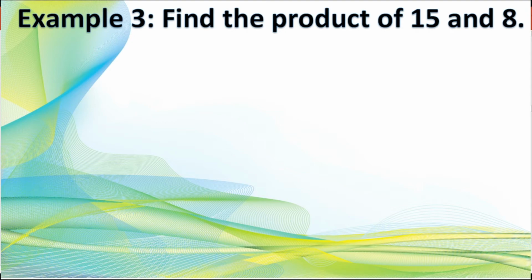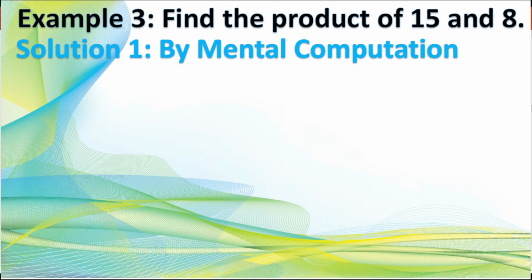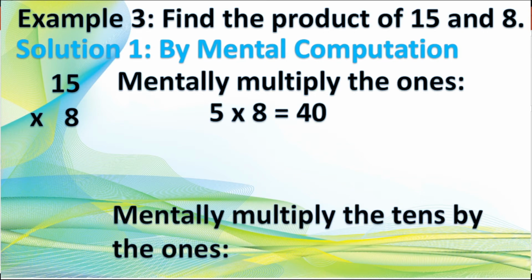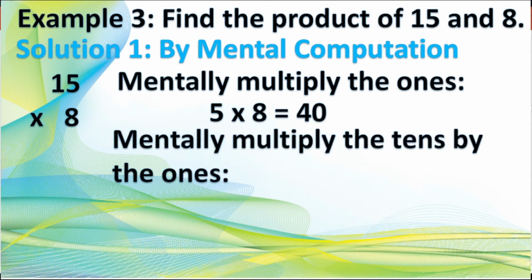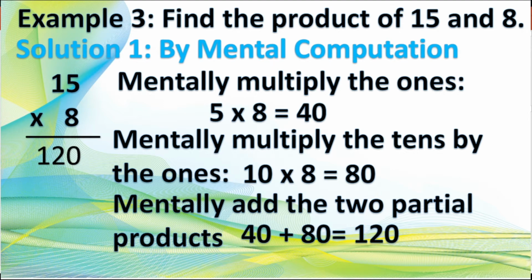Example 3. Find the product of 15 and 8. Solution 1, by mental computation. 15 times 8. Mentally multiply the ones. So 5 times 8 is equal to 40. Then multiply the tens by the ones. 10 times 8 is equal to 80. Mentally add the two partial products. 40 plus 80 is equal to 120. So 15 times 8 is equal to 120.